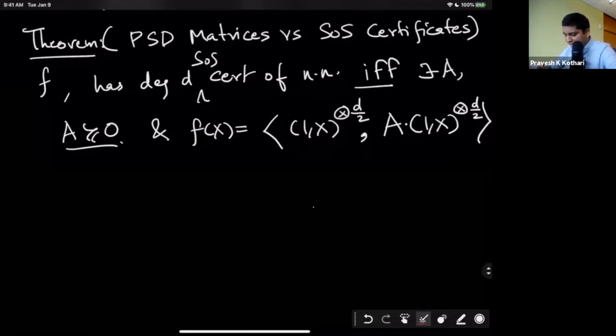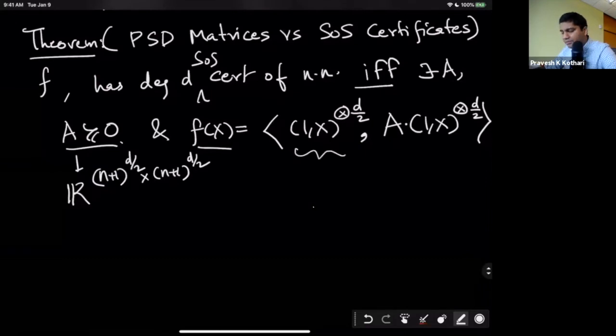So this matrix A lives in this. So what space does this matrix live in? This matrix lives in R to the (n+1)^(d/2) times (n+1)^(d/2), by just the notation that we just discussed. Okay, and so what am I saying? I'm saying that f(x) can be represented as just an inner product of two vectors. One of them is just the monomial vector. The other is the monomial vector on which I have applied this matrix A.